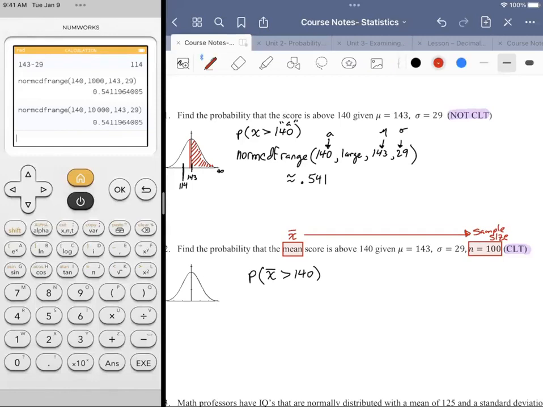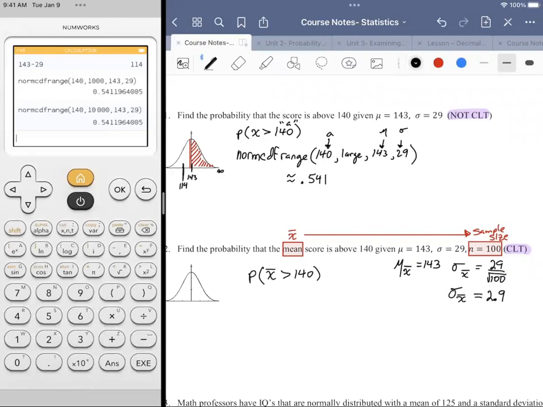But in order for this to work, I've got to come up with a graph. And I don't need to know the mu and the sigma. I need to know the mu sub x bar and the sigma sub x bar. The mu sub x bar is going to be the same as the mu. The sigma sub x bar is going to be whatever the sigma was divided by the square root of the sample size. So sigma sub x bar is going to be 2.9.